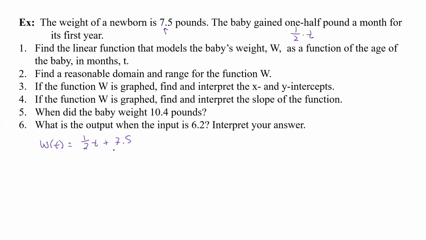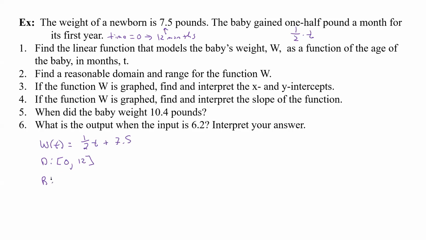Now, what does it say? It's for the first year only. So that's from time equal to 0 to 12 months, okay? And so our reasonable domain is going from 0 to 12. That's going to be our time, that's the t. So it's going from 0 to 12, and it includes those. Now, what about the range?